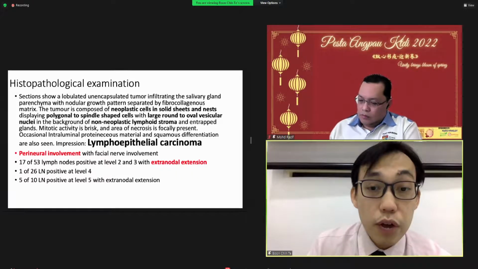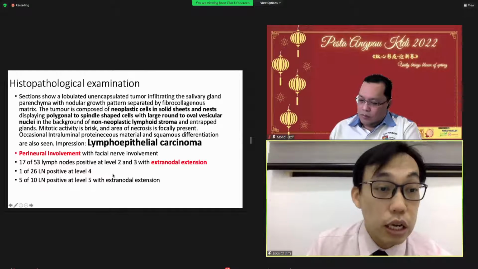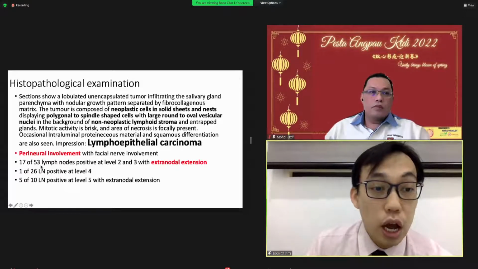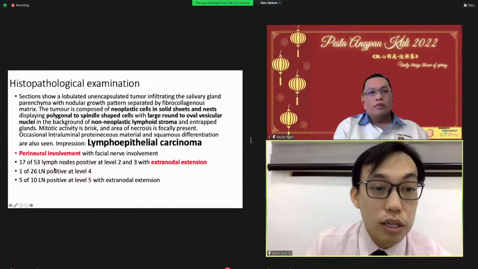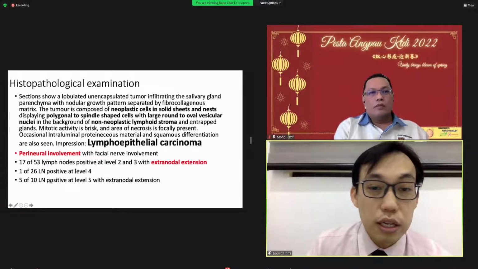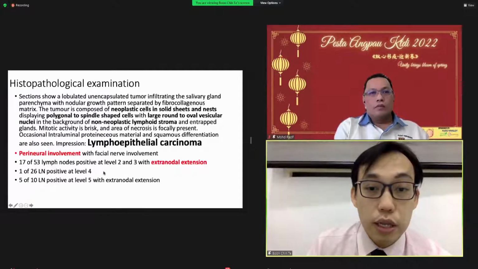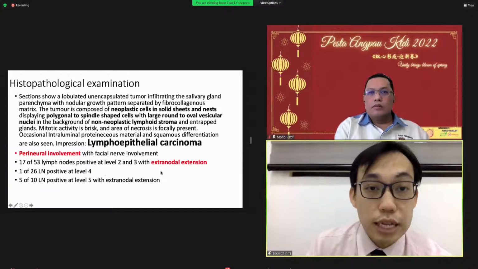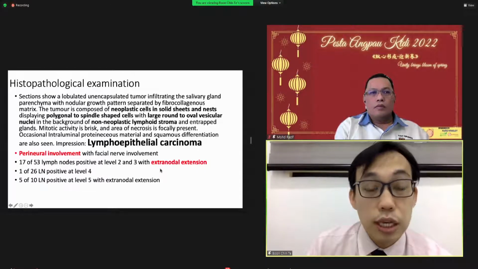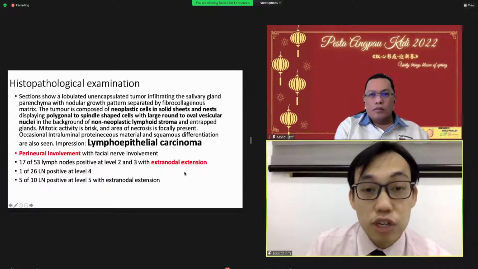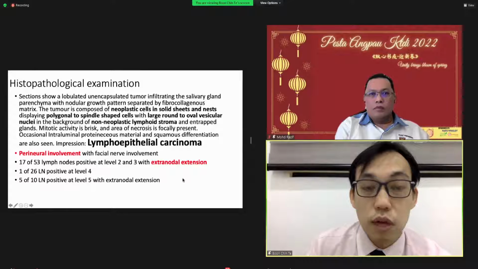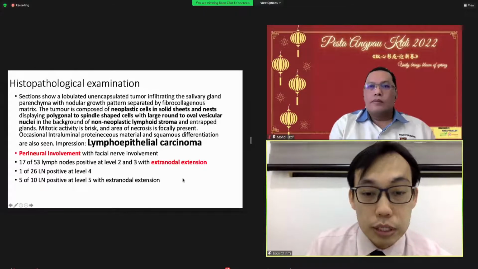You can see here, a total of 23 out of almost 100 lymph nodes are positive, and there's extranodal extension. So the histopathological staging will be T4a because the facial nerve is involved, N3c because there's extranodal extension, and M0.